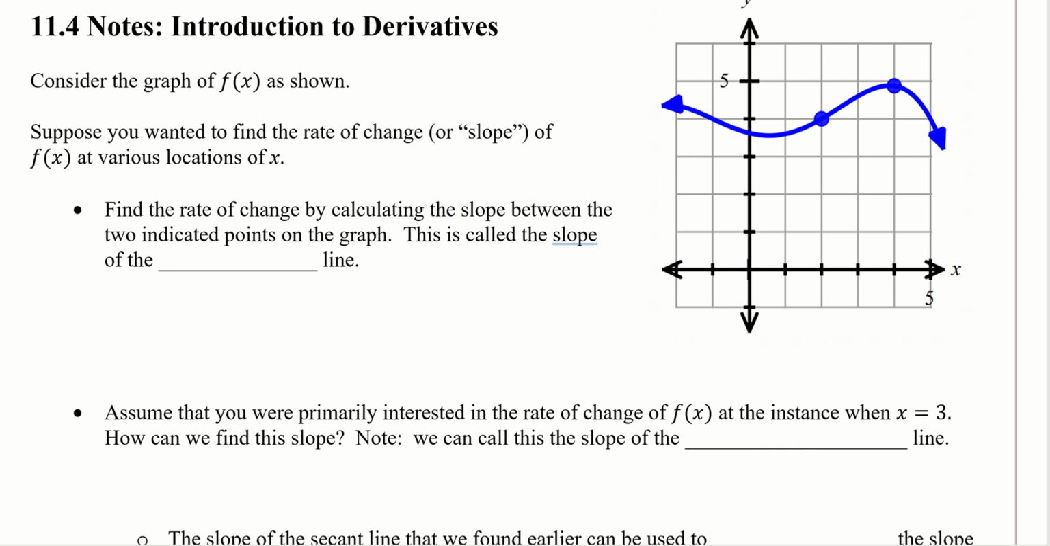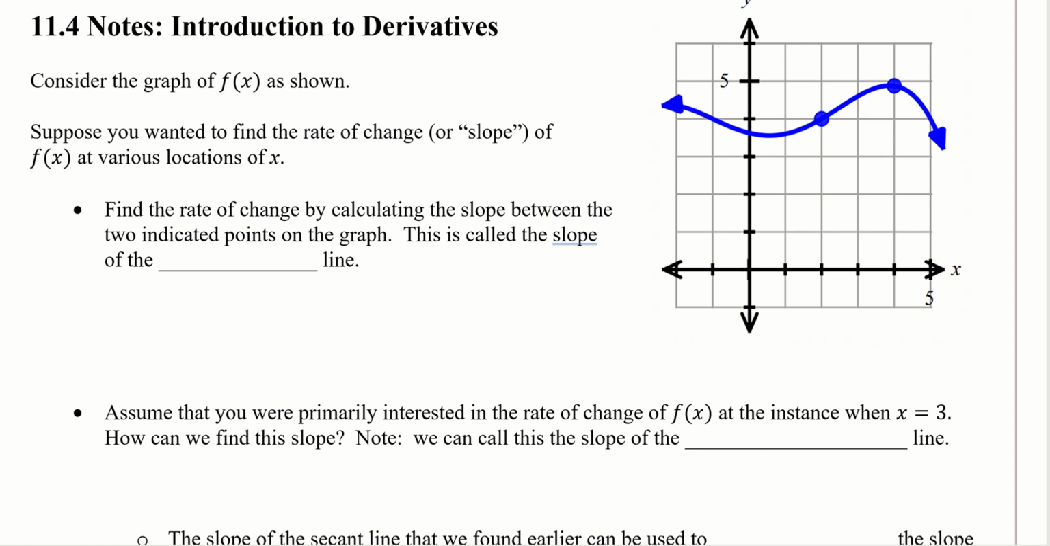We're going to go over 11.4 today, which is Intro to Derivatives. Okay, so we've got this graph here on the right, the blue one. It says, suppose you want to find the rate of change, or our slope, of that graph at various points on the graph, at various x's.